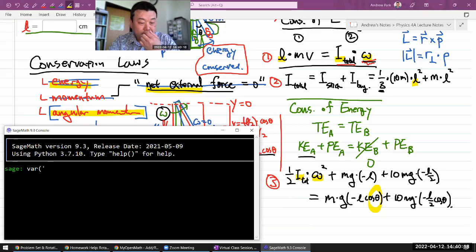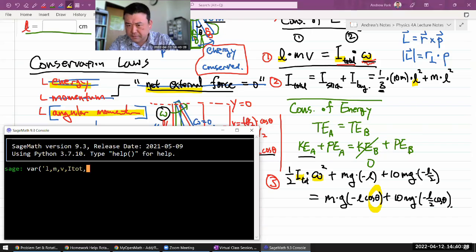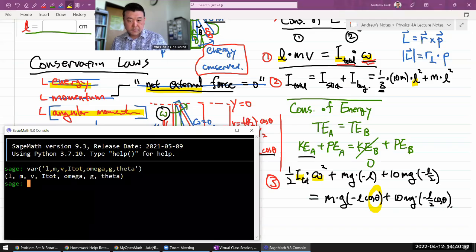So I'm going to define the variables that I'll be using: lowercase l, mass lowercase m, speed v. I think I need I total defined as a symbol. Need omega. Let's see. I already have I total. I don't think I need those written out. I need g, and I need theta. So those are all the variables I'm going to be using. Let me write out my equations.